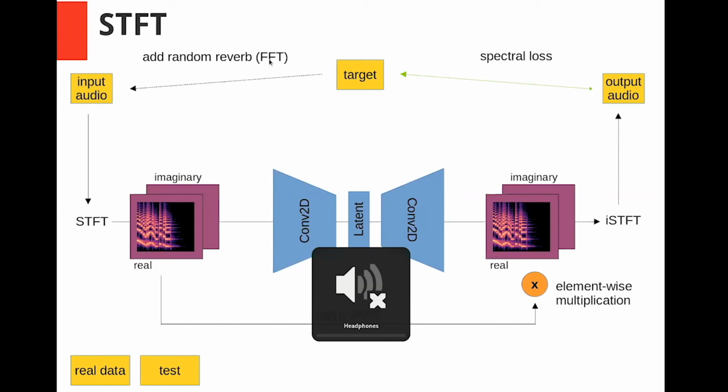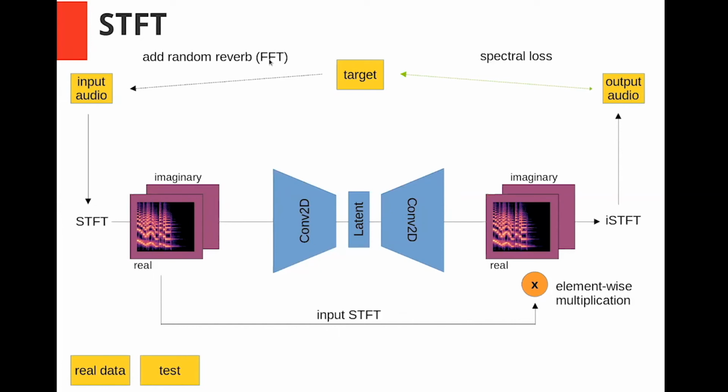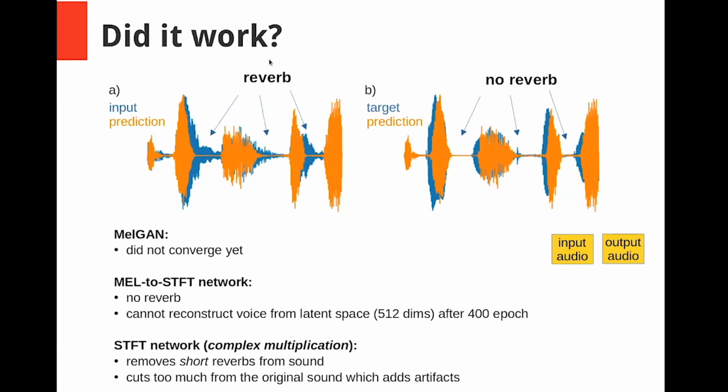So we can see that it's not too bad. Actually, I'm not sure it did remove reverb, because it was short. It wasn't really obvious whether it does that. So in the slide, in image A, we have input audio with reverb as blue and prediction, so the output of our network, as orange. And we can see that the blue signal has some reverb in between the words, and that our prediction does not have this reverb.